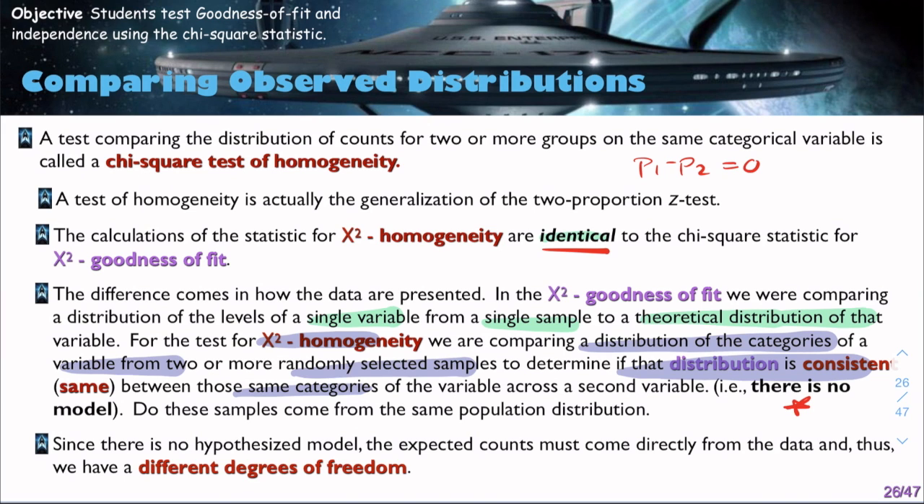So do these samples come from the same population distribution? Since there's no hypothesized model, the expected counts must come directly from the data, and thus we have different degrees of freedom.